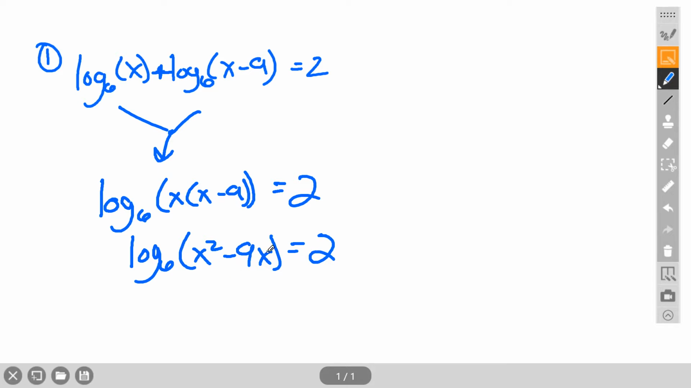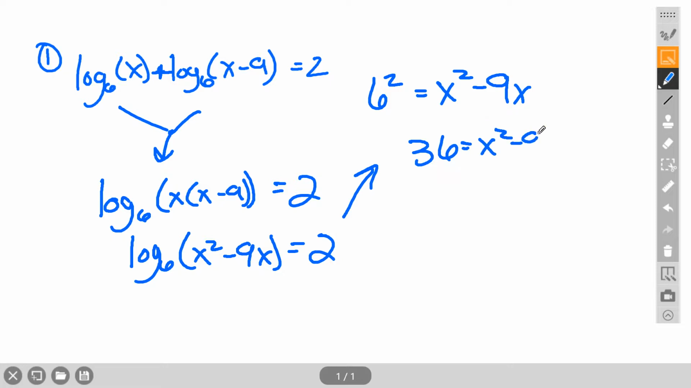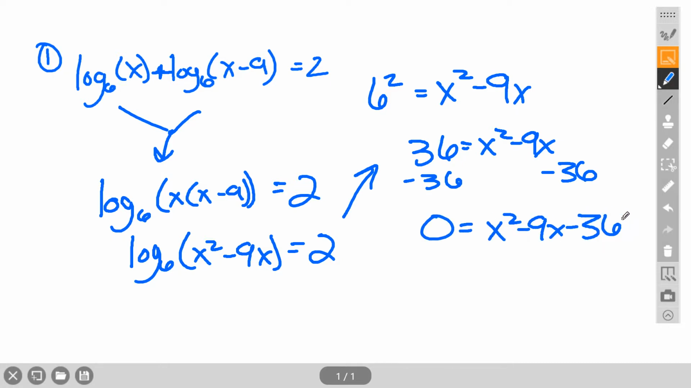All right, and now we can rewrite this as an exponent. So this would be 6 to the second power equals x squared minus 9x. So that's 36 equals x squared minus 9x. And if we move the 36 to the other side, because we have to solve this as a quadratic, which means we have to set it equal to 0, now we can solve this quadratic.